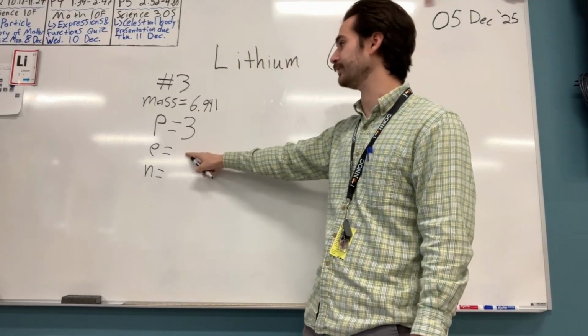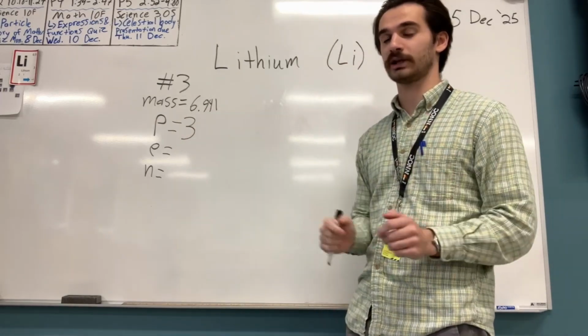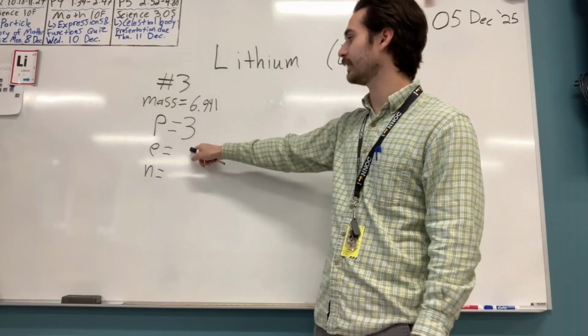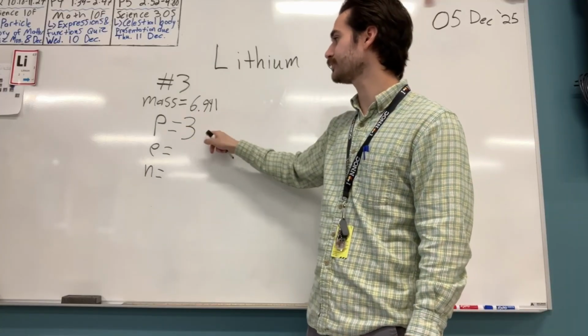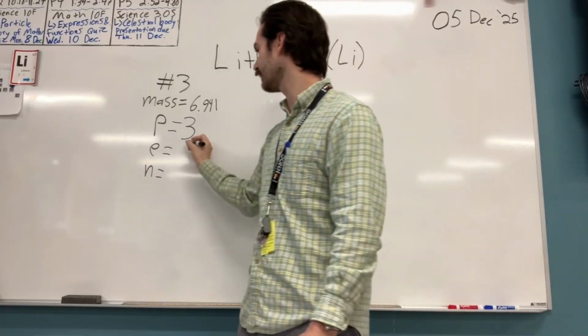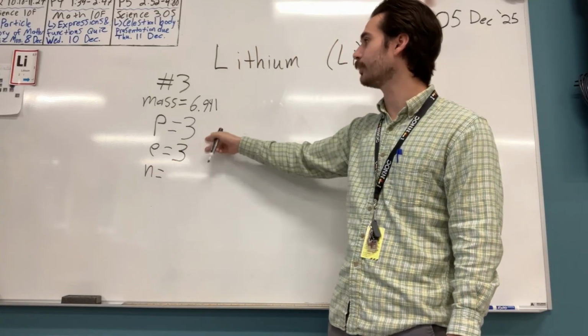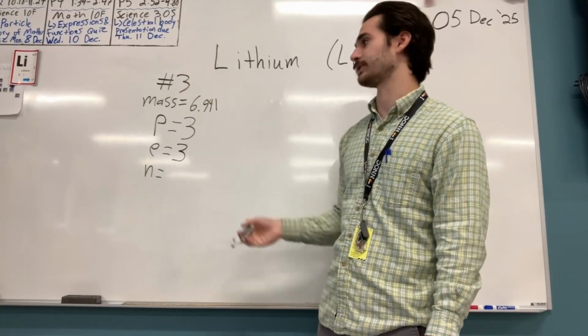Electrons is also very easy, because when you're doing a diagram, you know you're making a neutral atom. Neutral means protons and electrons are balanced. Protons are positively charged, electrons are negatively charged. So if they're balanced, that means we need to have 3 electrons if we have 3 protons. So protons and electrons are both going to be the same as the atomic number in a Bohr diagram.